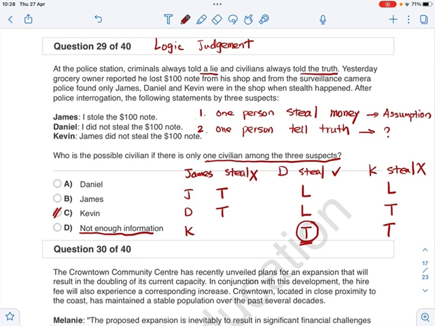This is a very typical type of question in the thinking skill test. Hopefully the strategies I'm using here can help you solve similar problems.